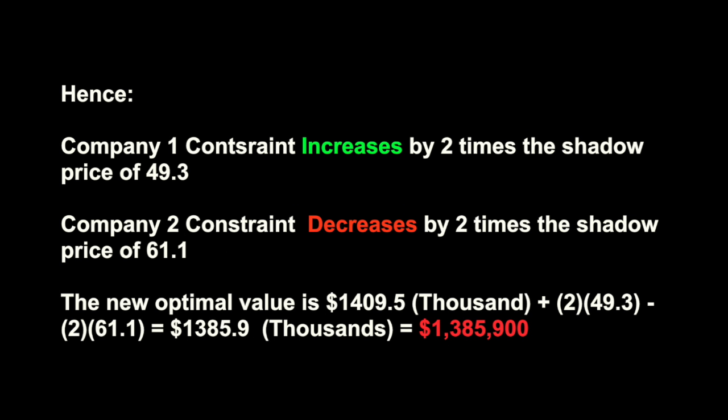Hence, increasing constraint 1 by 2 and decreasing constraint 2 by 2, we take our original value of 1,409.5 added to 2 times the shadow price of 49.3 and 2 times the shadow price of 61.1, we arrive at a new optimal value of 1,385.9. That is also in thousands, which totals up to $1,385,900.